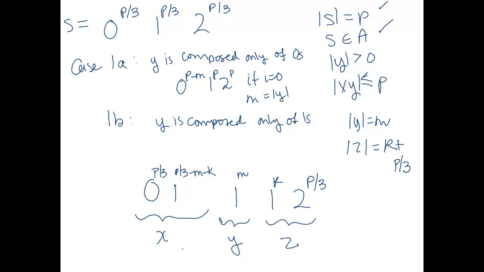All right, so if y is composed only of ones, how do we get this string out of the language? We're going to do the exact same thing that we did in case 1a. We're going to set i equal to 0. If i equals 0, then we end up with, did I really do that?